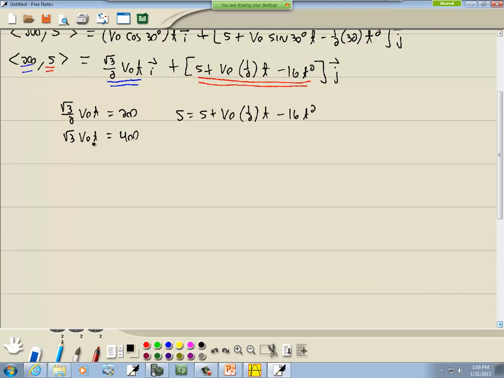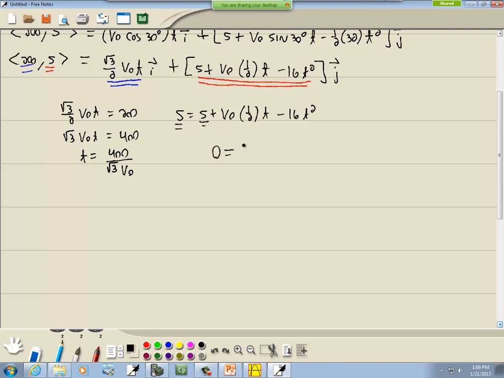And then, like I said, I'm solving for t, so I'm going to divide both sides by square root of 3 v naught. So we got 400 over square root of 3 v naught. Now we can take this and plug it into our other one. But let's do a little bit of simplifying first. Both have 5s on each side, so this and this will cancel.